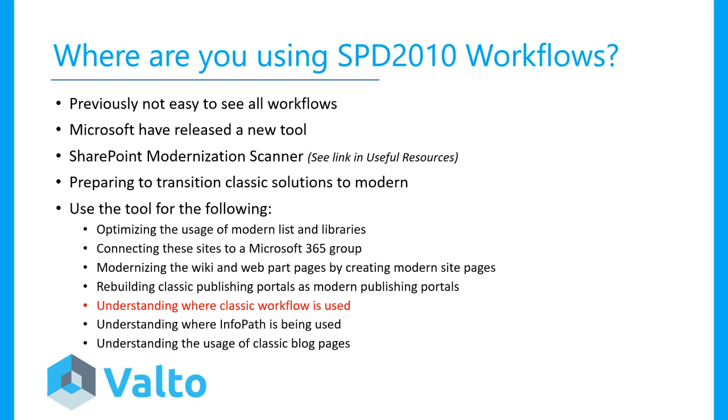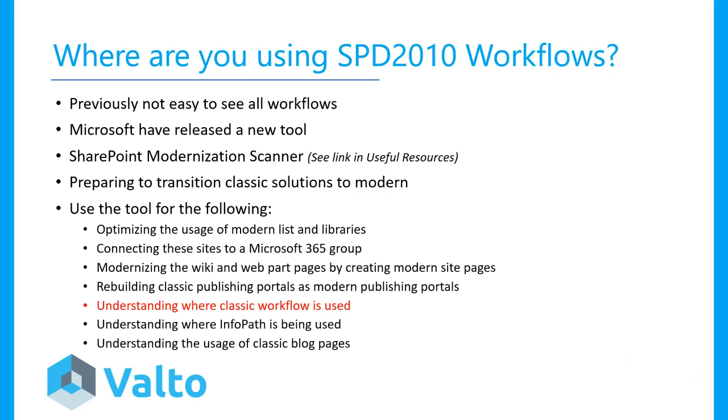And essentially what that tool will allow you to do is it's preparing you to transition your classic solutions into modern SharePoint. So any classic things like SharePoint Designer workflows, like InfoPath and things like that, is preparing you for that. So the use of the tool is for the following things. Optimizing the usage of modern lists and libraries, so essentially making sure that you're using the modern user interfaces and connecting these to sites in Microsoft 365 groups. So maybe you've got classic SharePoint Teams sites that can then be upgraded to Microsoft 365 group. There are ways of modernizing the wiki and web part pages by creating modern site pages and rebuilding classic publishing portals as modern publishing portals.